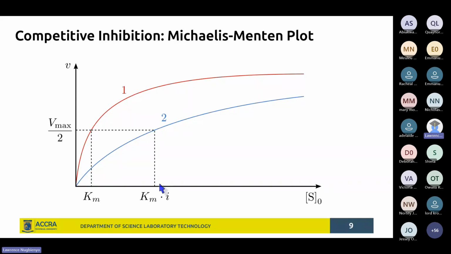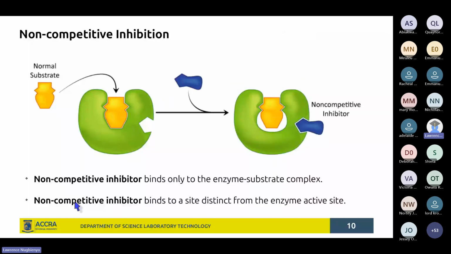All right, so that is to put it in simple English language for us to understand. Okay, how about if you have an inhibitor that binds not to the active site of the enzyme, but to some other site of the enzyme, what is usually referred to as an allosteric site of the enzyme, that you have an inhibitor binding to.